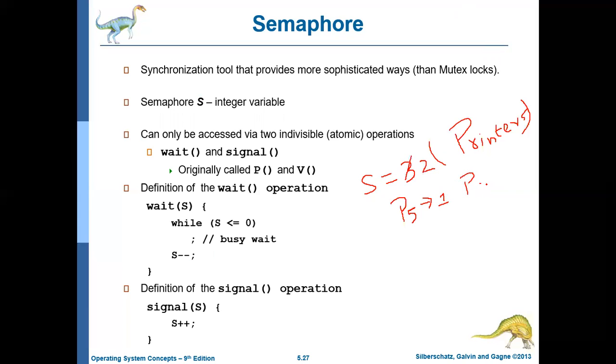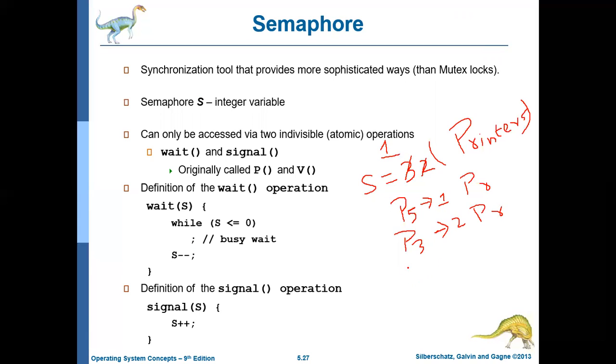Now another process, say P3, comes and it also wants to access the printer. So it calls the wait and it checks whether S is less than or equal to 0. No, S is 2. So it takes that particular printer, the second printer, and it decrements S by 1. So S becomes 1. The second printer was given to P3.